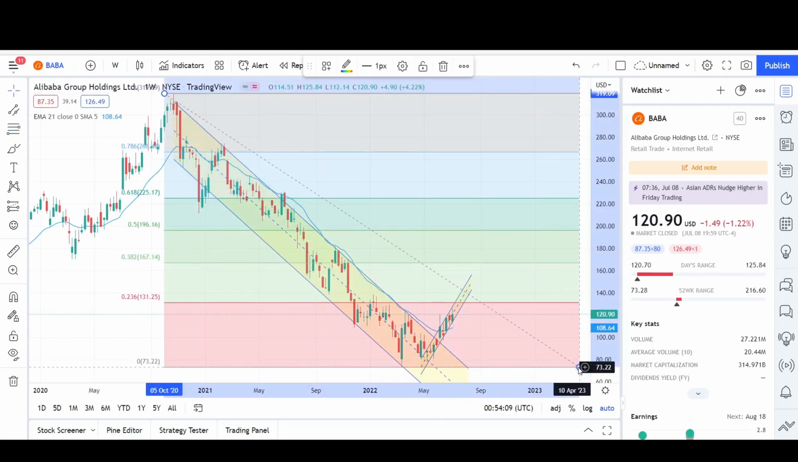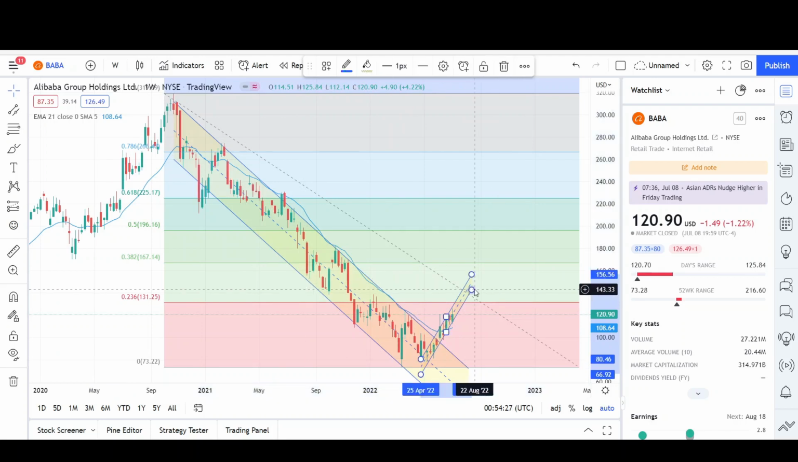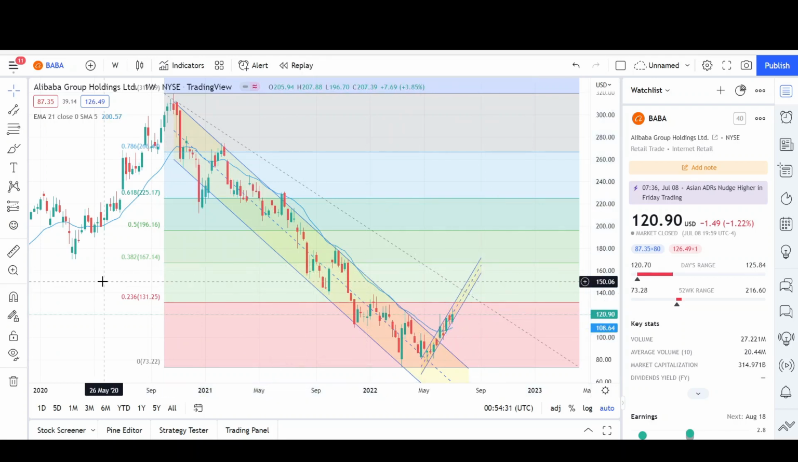So if we do pull back, the first level that we should get to is the 131 level. We have not even reached that yet, and that's the 0.236 retracement level. And I'm thinking we can get to the 0.382, which is right around the 166, 167 level. But again, that's at a much later time, and we'll have to reevaluate what the price action does in the near term before we start assuming we're going to go up that high.